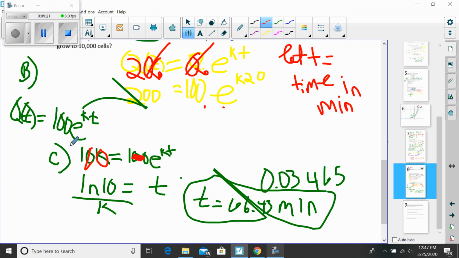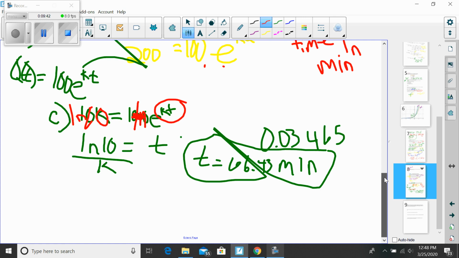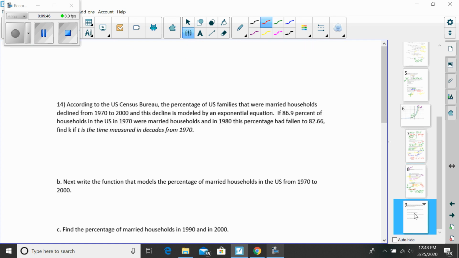Then I take the natural log on both sides, right? So natural log. So this becomes natural log. Well, I know that's just going to leave me with kt, right? So I had natural log of 10. I know I have to divide it by k. I get t. So hopefully you're okay with the way that I was skipping steps here. And then my final answer is 66.43 minutes.